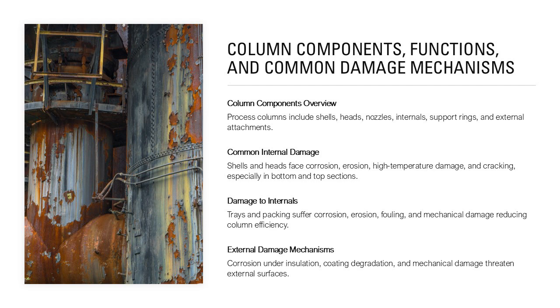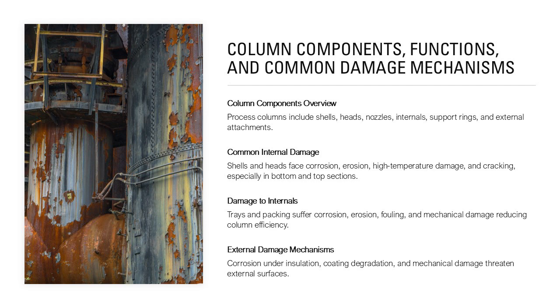Internals such as trays and packing are essential for column efficiency but are often exposed to severe corrosion, erosion, fouling, and mechanical damage. Tray decks, downcomers, and tray supports may suffer from corrosion under deposits, vibration-induced cracking, or erosion from high-velocity liquid and vapor flow. Packed columns may experience packing deformation, fouling, or corrosion that leads to maldistribution and reduced separation efficiency. Support rings and beams are critical structural elements and can be severely affected by corrosion, sometimes leading to sudden internal collapse. External damage mechanisms are also significant.